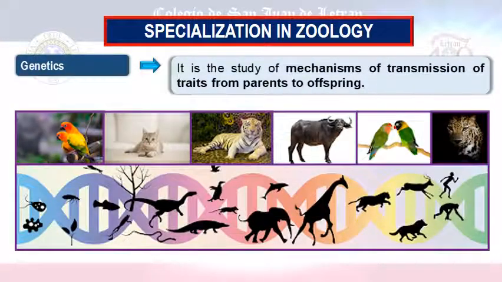Genetics. Genetics is the study of genes and inheritance in living organisms. This branch of science has a fascinating history, stretching from the 19th century when scientists began to study how organisms inherited traits from their parents. It's also the study of mechanisms of transmission of traits from parents to offspring.